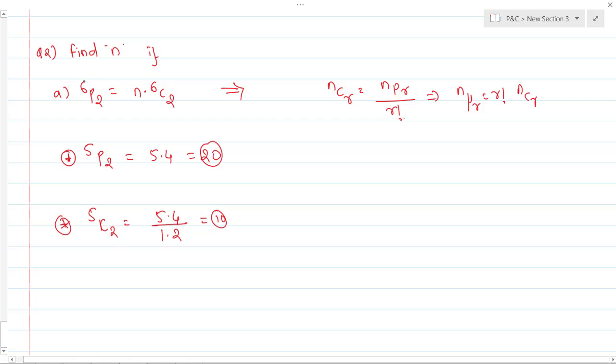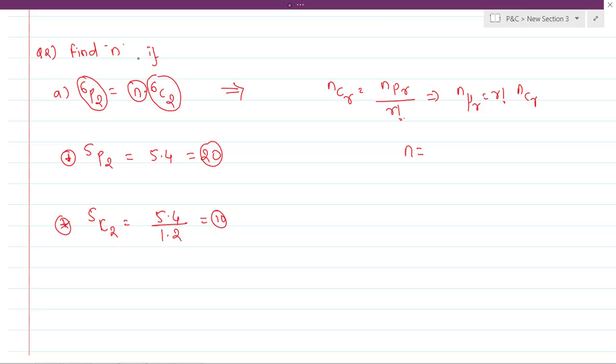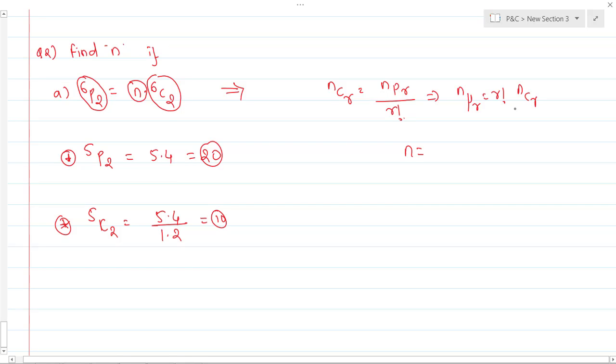Okay, so 6P2 and 6C2. What is the value of n? Please tell me what is the value of n then? It is 2 factorial, since it is r factorial, so it should be 2 factorial. If you simply compare this, you will get n is equal to 2 factorial. And please make a note of this very important part: always, for the same values of n and r, your permutation is greater than the combination. Next question, question number B.